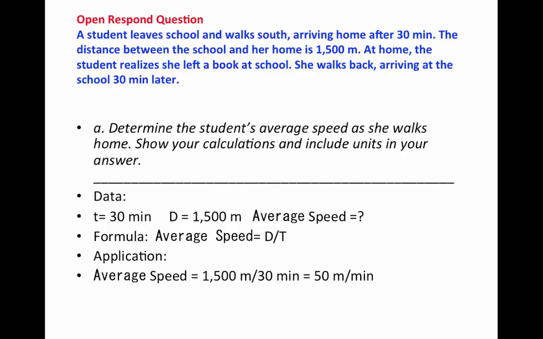Data: the time is 30 minutes. The distance is 1,500 meters. The average speed is the question. Formula: average speed is the distance divided by the time. The application: average speed will be 1,500 meters divided by 30 minutes, 50 meters per minute.